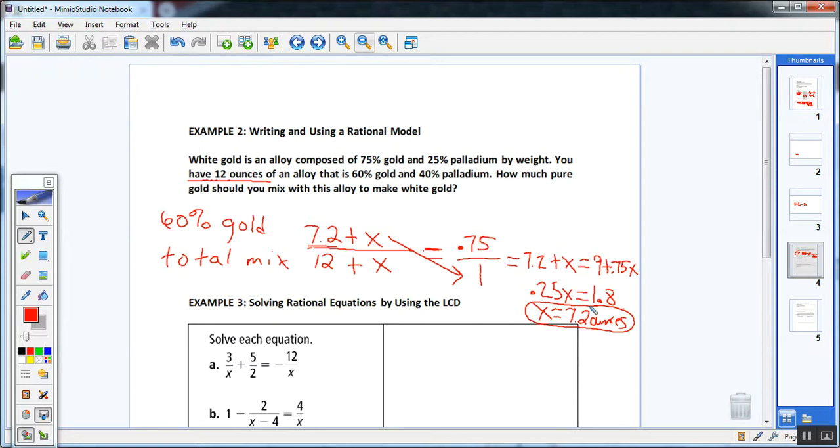Mind blown, right? 7.2 ounces, okay? All you got to do is figure out how much gold did I have, how much is the mix. We're going to add a certain amount to both the gold and the mix, but it's going to be the same amount. That has to equal whatever your ratio is.